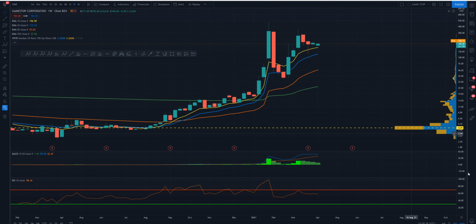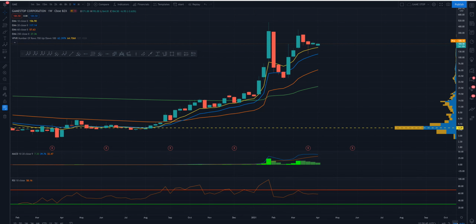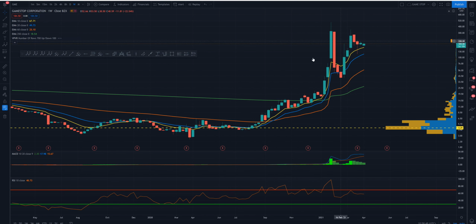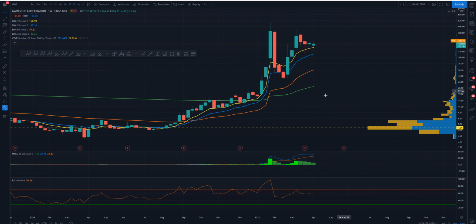We are on the weekly time frame in log scale since it's the easiest way to look at the chart. This is how the chart looks in arithmetic scale. This is how it looks in log scale. So this is how we tend to observe GameStop because of such an unprecedented run up in price. We have to try and keep things observable.